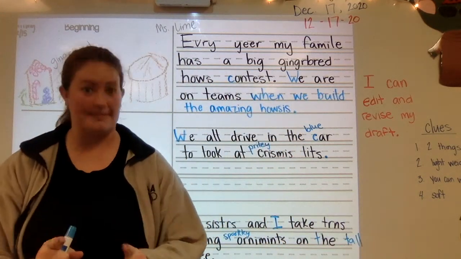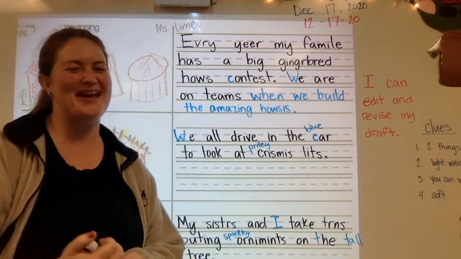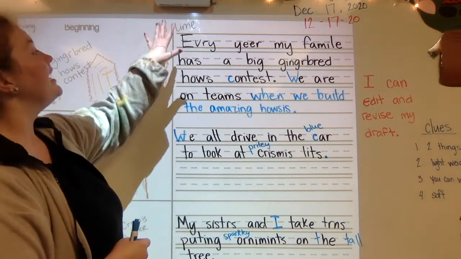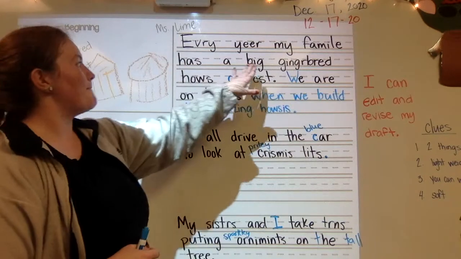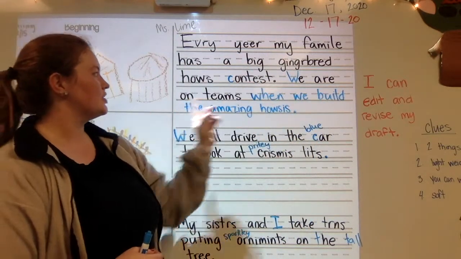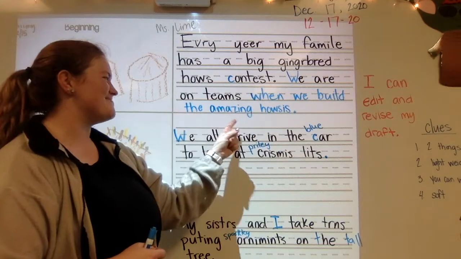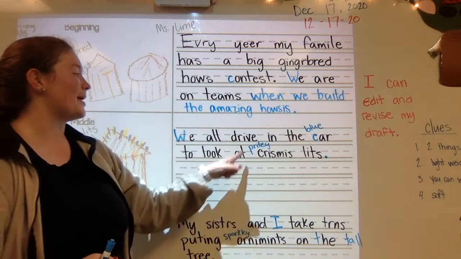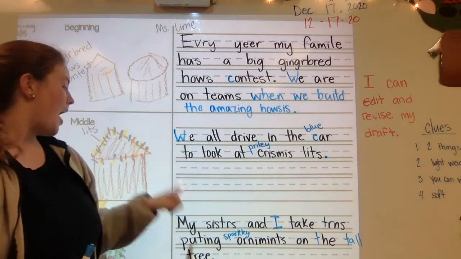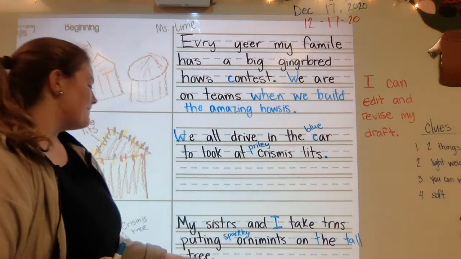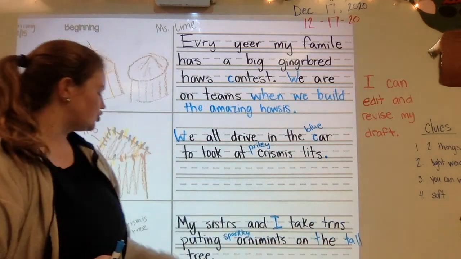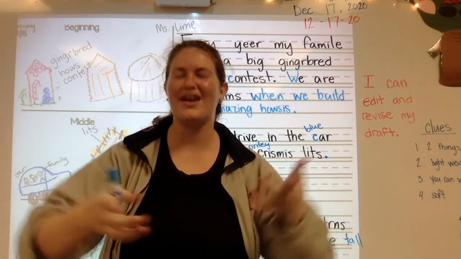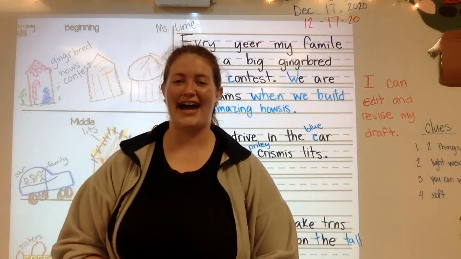Perfect. Okay, now let me go back to the beginning and read it all the way through. I need to make sure it makes really good sense and it's putting a picture in my head. Every year, my family has a big gingerbread house contest. We are on teams when we build the amazing houses. We all drive in the blue car to look at the pretty Christmas lights. My sisters and I take turns putting sparkly ornaments on the tall tree. That is so good. I really got a picture in my head. Did you? Oh, I'm really glad I took the time to edit and revise.